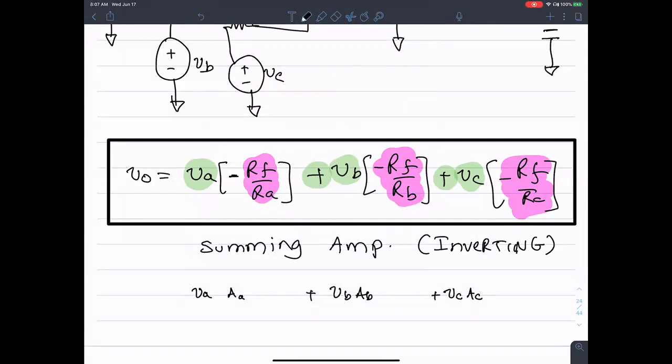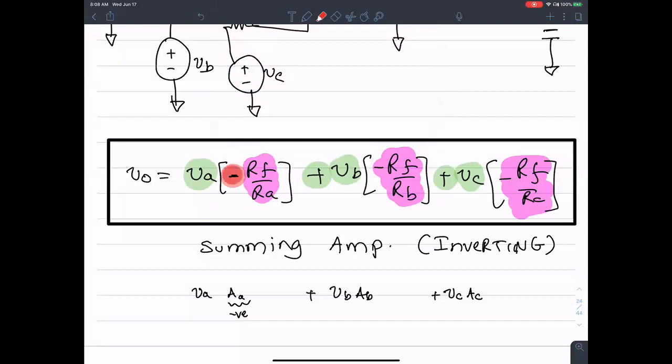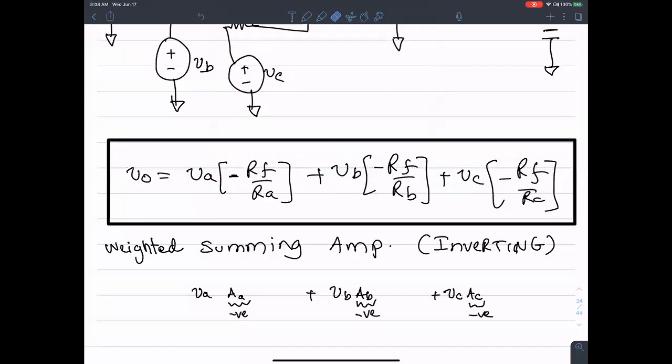It's also inverting, because the gain corresponding to VA is negative. Notice the negative sign here. Similarly, AB is negative as well, and AC is negative as well. So it is a weighted summing amplifier where the output is a weighted sum of the different inputs, and it's also an inverting amplifier.